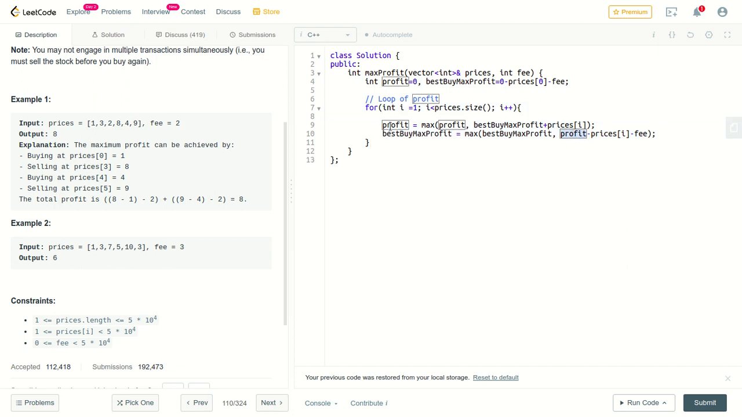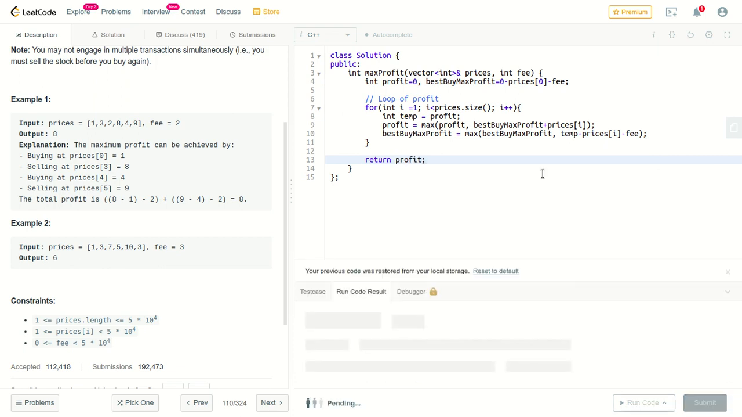we have updated this value of profit over here. So what it will access over here is the current value of profit, but I want to access the previous value, so I must store that somewhere in some temporary variable, which I will call temp, and I will replace this with temp. Okay, and at last I will just return profit.